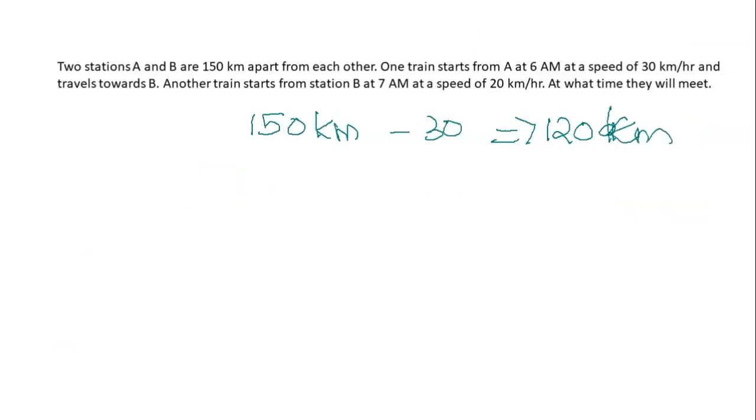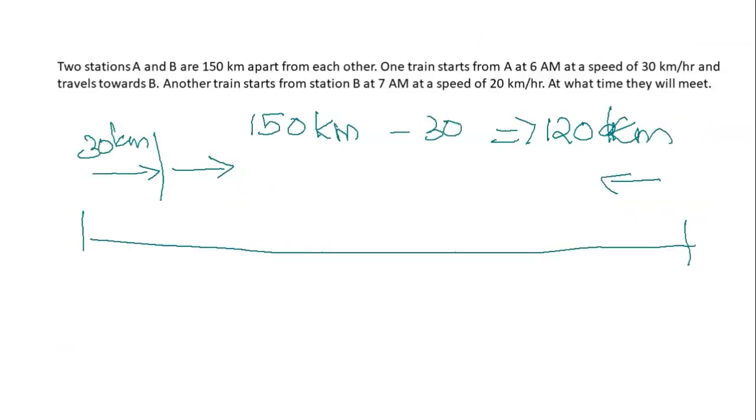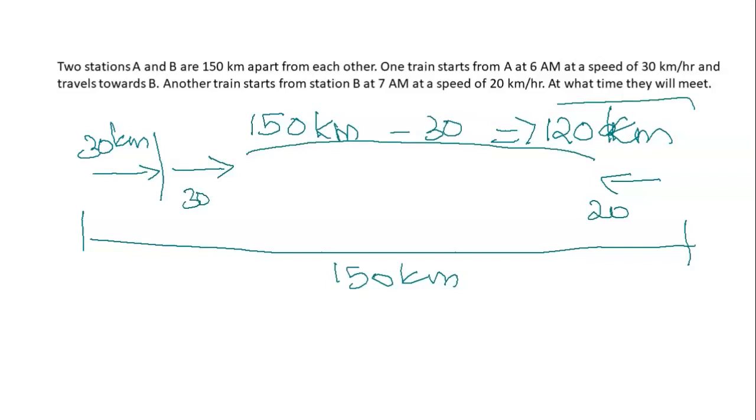Now at 7 o'clock both the trains start moving. Both the trains are moving. From 6 to 7 one train alone would have moved, and it covered 30 kilometers out of the 150 kilometers. Now both start traveling. So this will give you 30, this will give you 20 per hour. Correct, the remaining is only 120 kilometers. So 30 and 20 together, the relative speed is going to be 50 kilometers per hour.